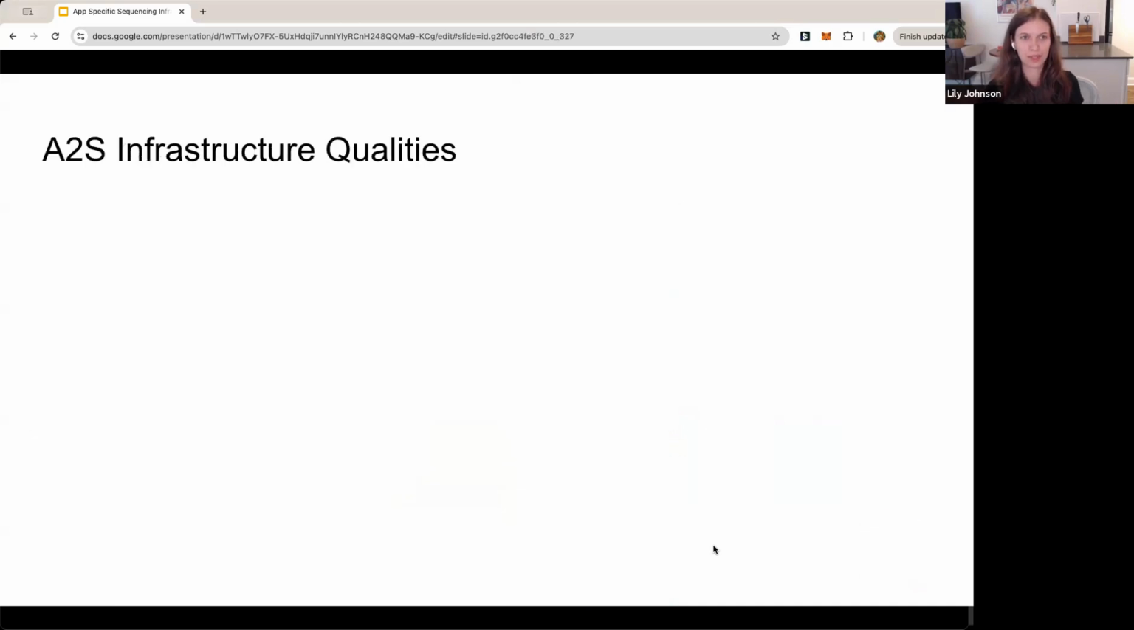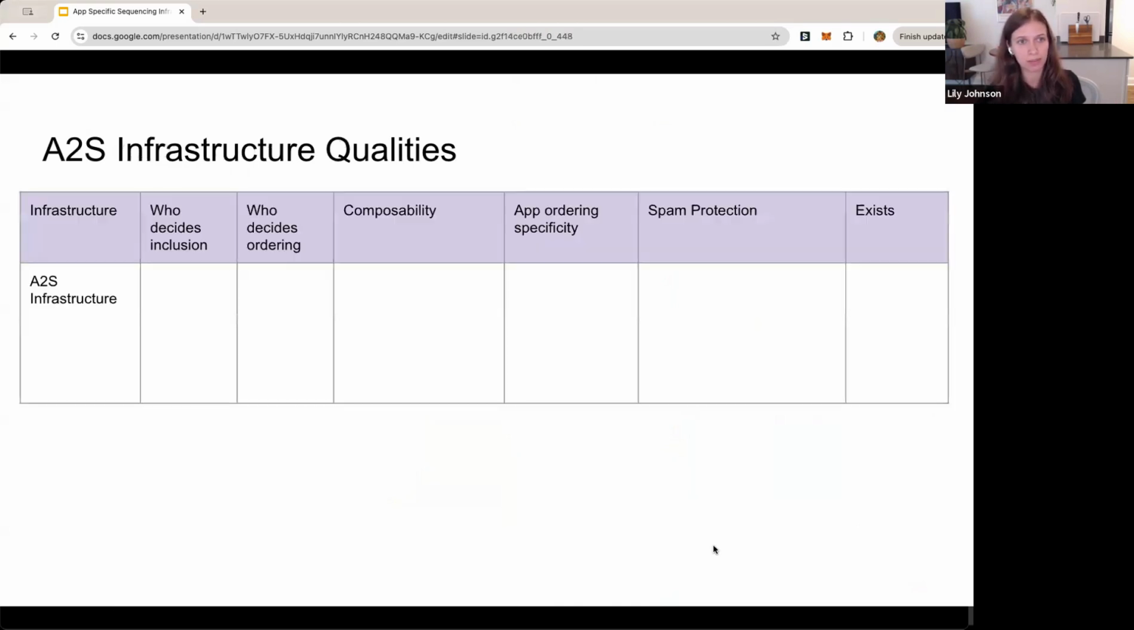Cool. So back to the framework. Again, I've only been thinking about this since last October, so this is probably an incomplete framework. The goal of this presentation is just to have this starting framework that we can grow and expand upon as a community. So the different qualities that I picked out, the first one is: who decides inclusion? Who decides what transactions are included in the block?